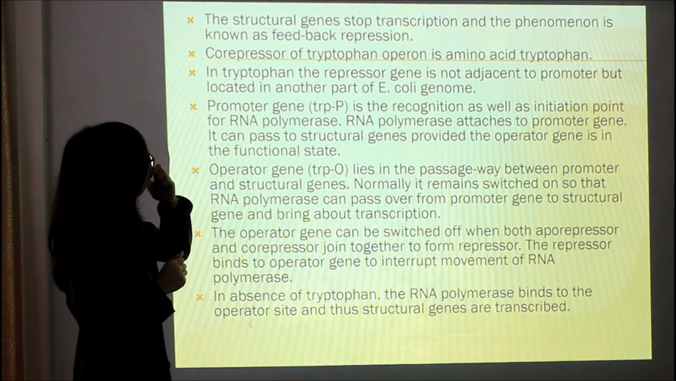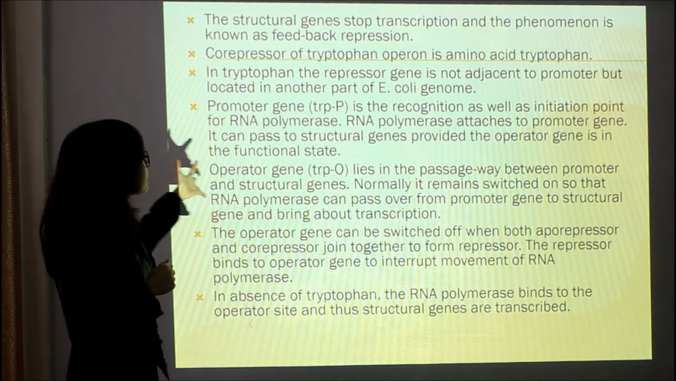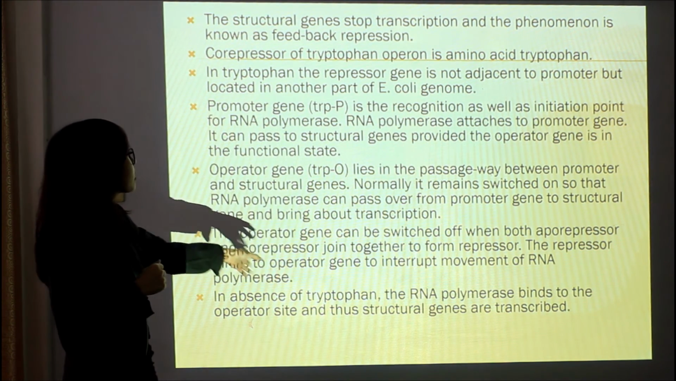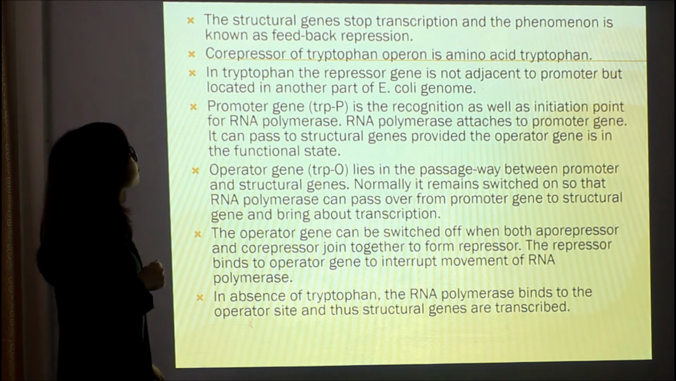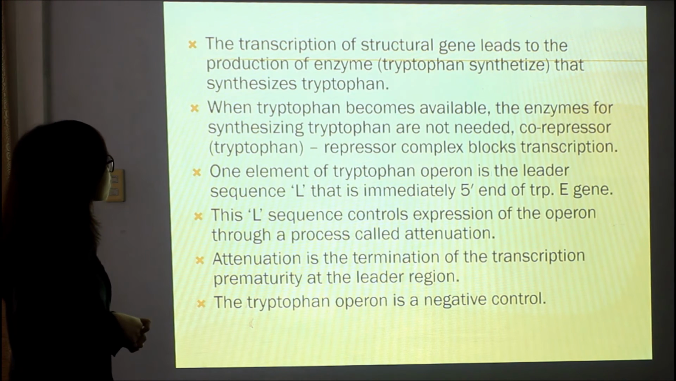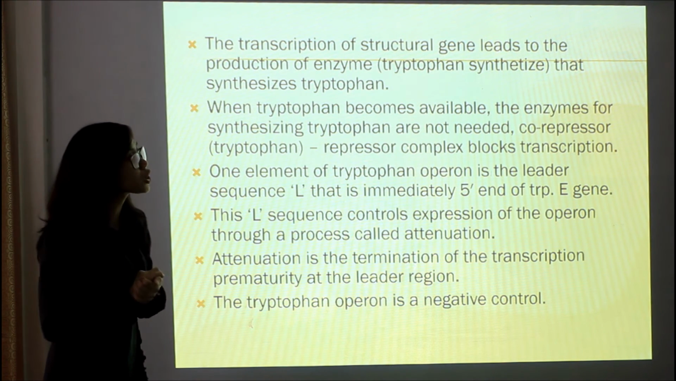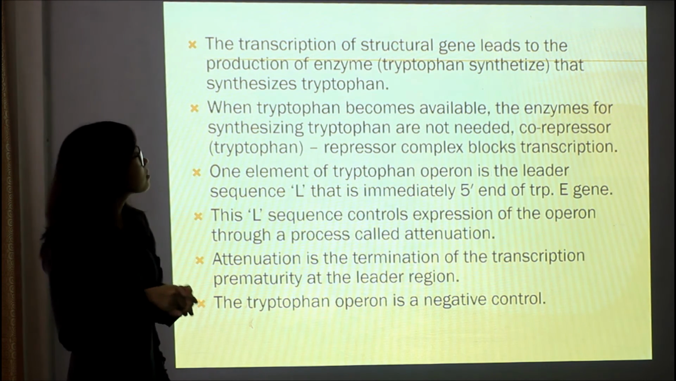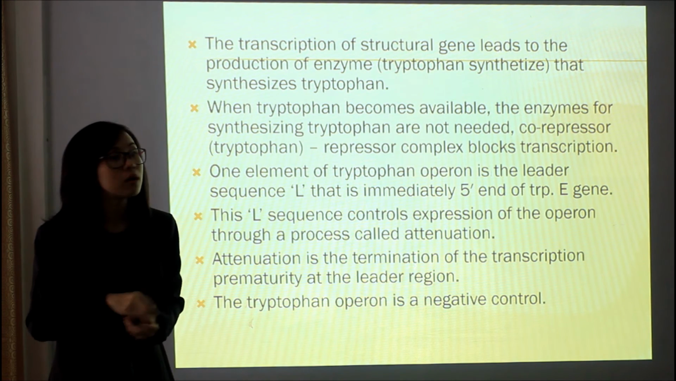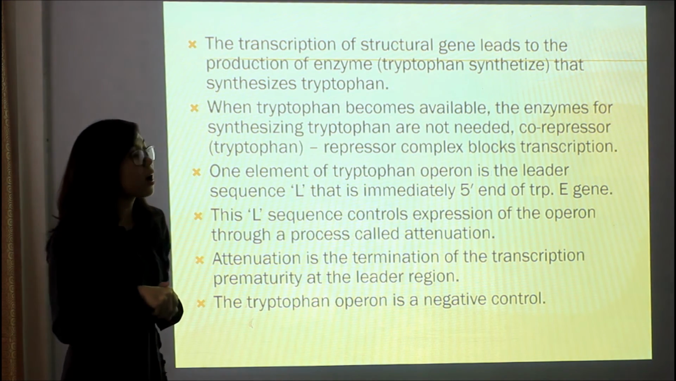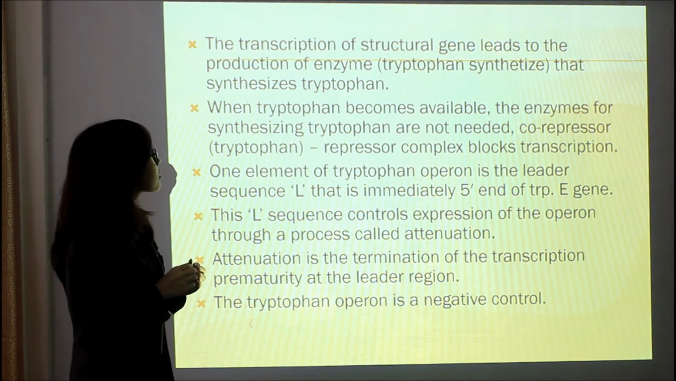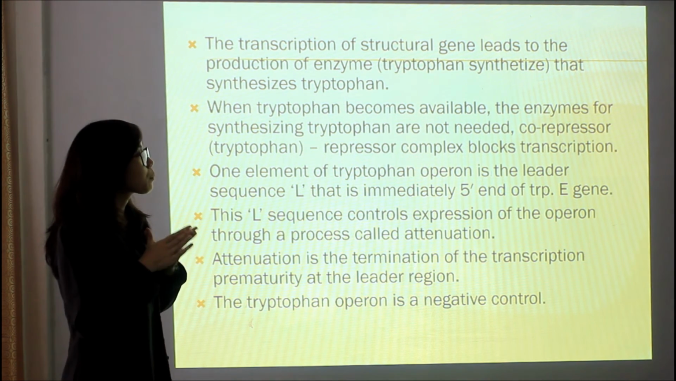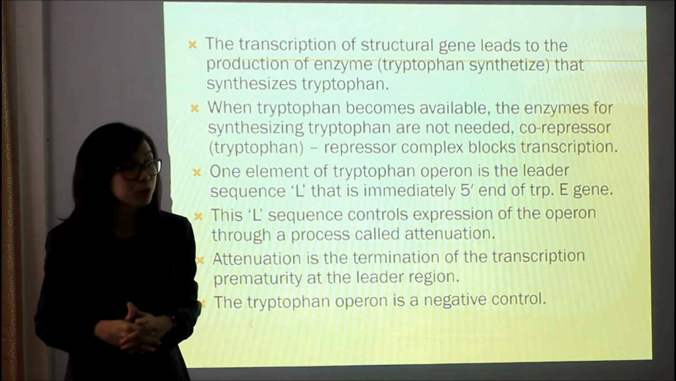So these are the tryptophan genes. The tryptophan P is the promoter gene, and the tryptophan O is the operator gene. Next to that, the transcription of structural genes leads to the production of the enzyme tryptophan synthetase, which synthesizes tryptophan. When tryptophan becomes available, the enzymes for synthesizing tryptophan are not needed. So the co-repressor, or the tryptophan repressor complex, blocks transcription.